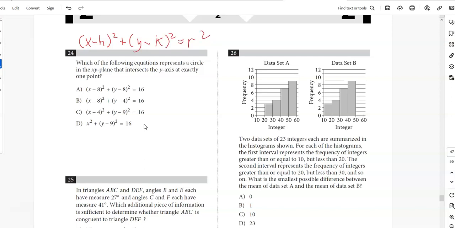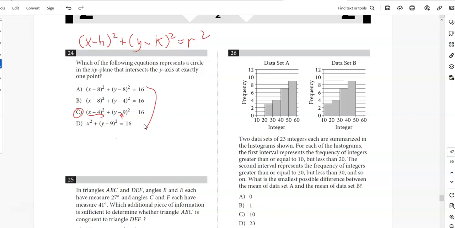So what's the question asking? It intersects the y-axis at exactly 1 point. Ooh, it's kind of a weird question, right? So these all have a radius of 4. Do you see how the radius is 4 for all those? Okay, so because r squared is 16, the radius is 4. So I think I found it, right? It's got to be C. Because you go 4 units to the right, in this case, and 9 units, y minus k is upwards.